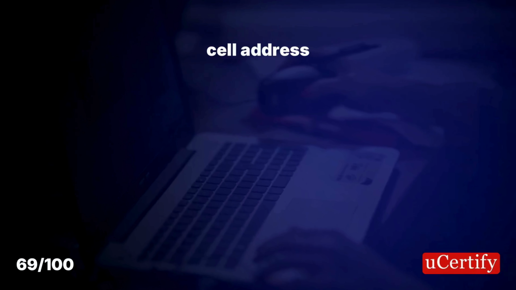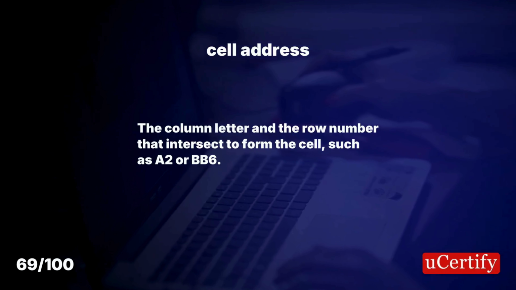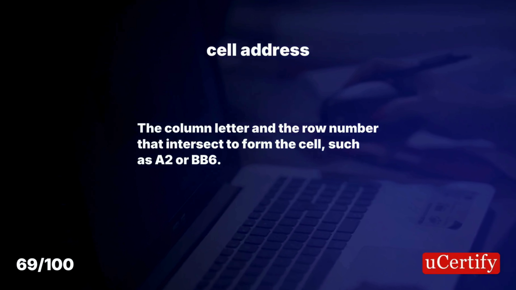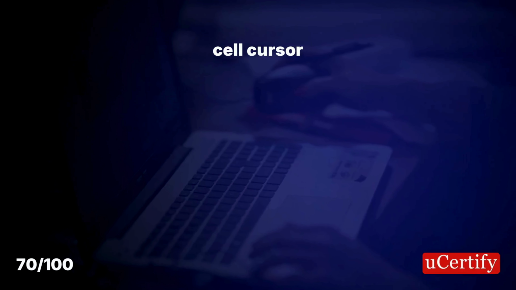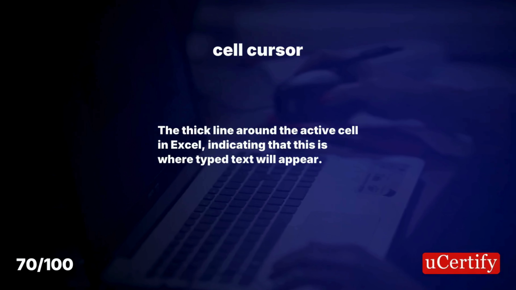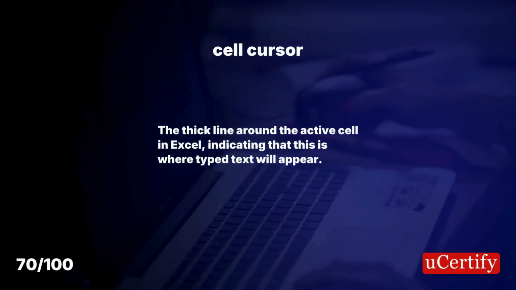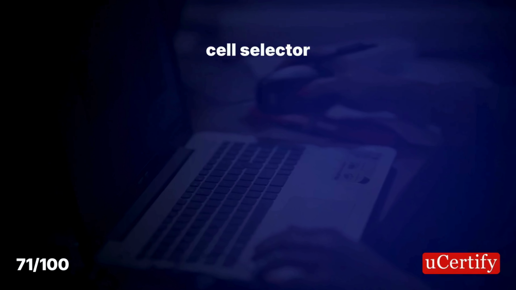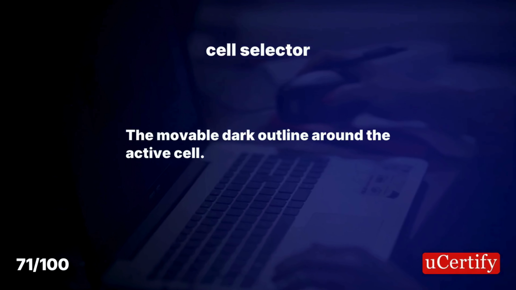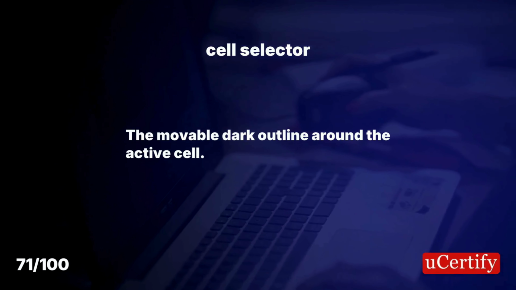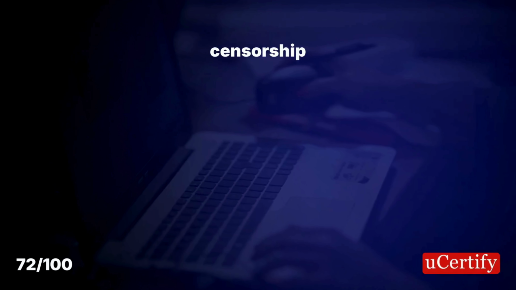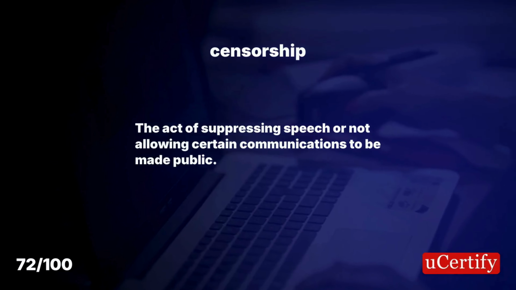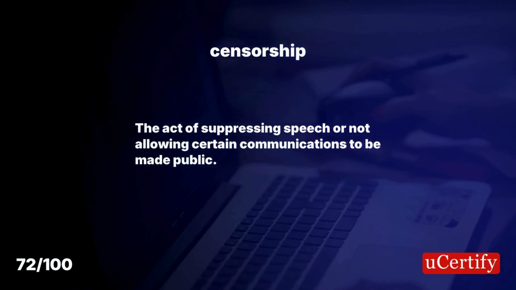Term: cell address. The column letter and the row number that intersect to form the cell, such as A2 or BB6. Term: cell cursor. Definition: the thick line around the active cell in Excel, indicating that this is where typed text will appear. Term: cell selector. Definition: the movable dark outline around the active cell. Term: censorship. Definition: the act of suppressing speech or not allowing certain communications to be made public.